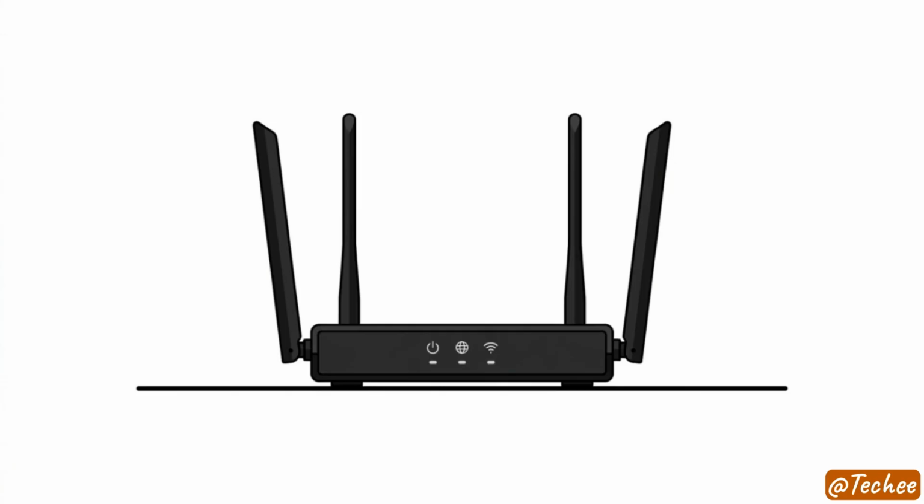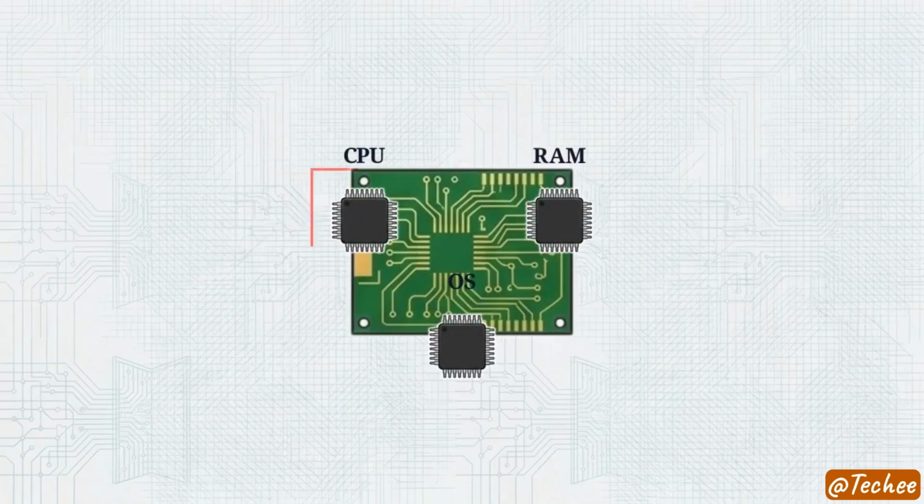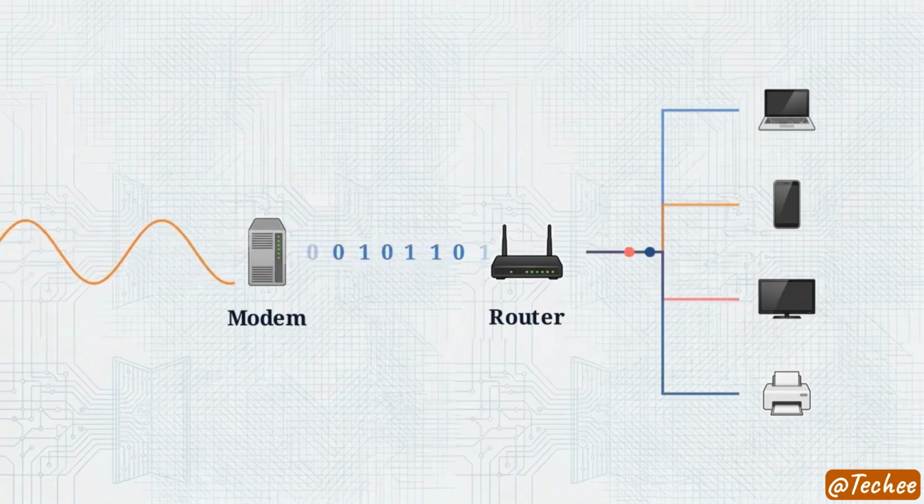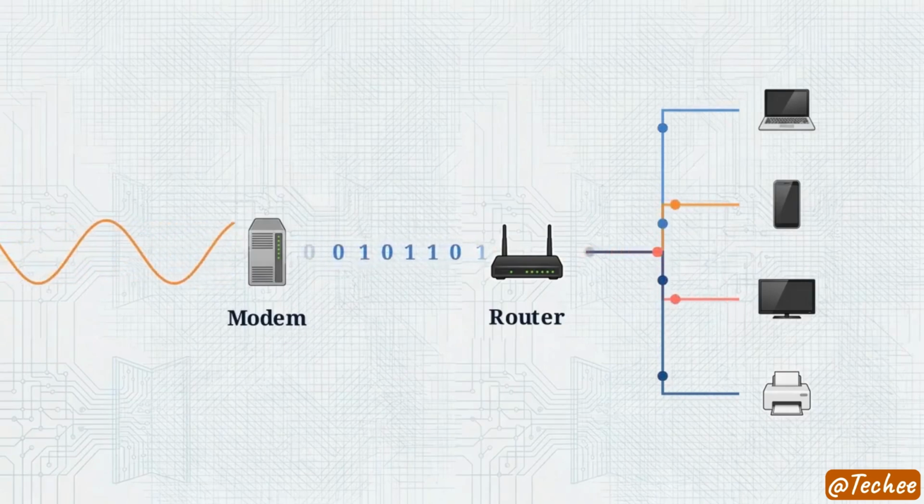A router is a highly specialized computer. Inside the chassis, you will find its own distinct CPU, RAM, and a dedicated operating system designed entirely for moving network traffic. This flowchart compares the router with the modem. Modems take the raw analog signal from your internet service provider and convert it to a digital binary format. The router then takes that digital connection and splits it into multiple logical pathways for your devices.